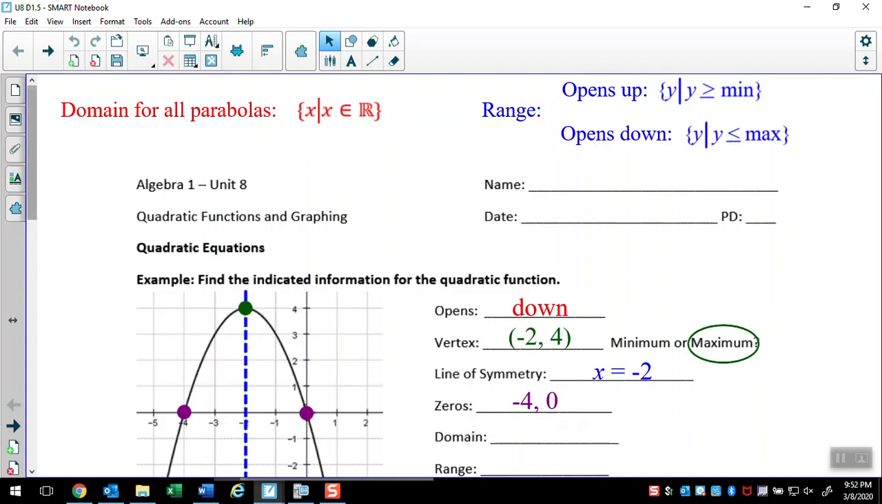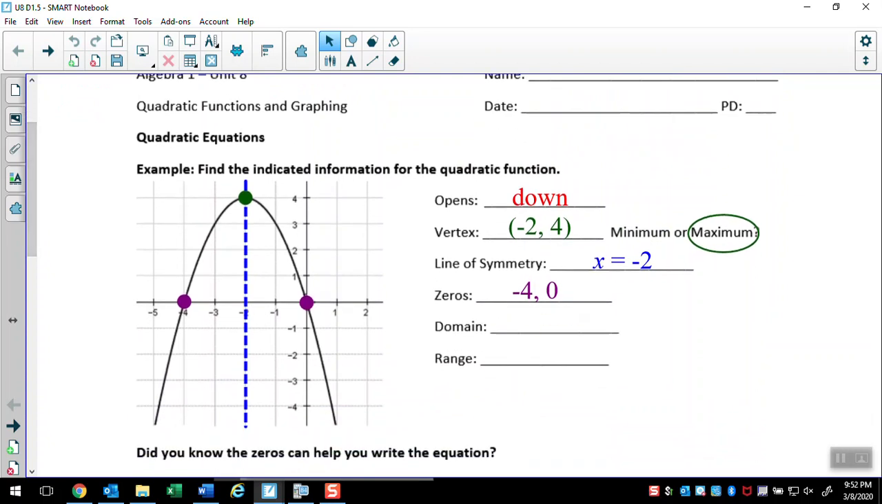All right, so my domain for this then is going to follow that pattern. This is going to be the domain for all parabolas that open up and down. Our range: it has a maximum. So all the y values that fall on this parabola, if we were to come up with every single ordered pair, would be less than or equal to 4. And it's always going to match the y value here. So my line of symmetry deals with the x value of the vertex. My range deals with the y value of the vertex.